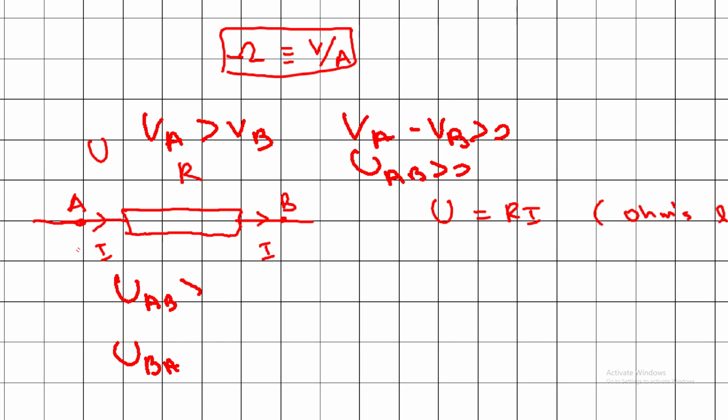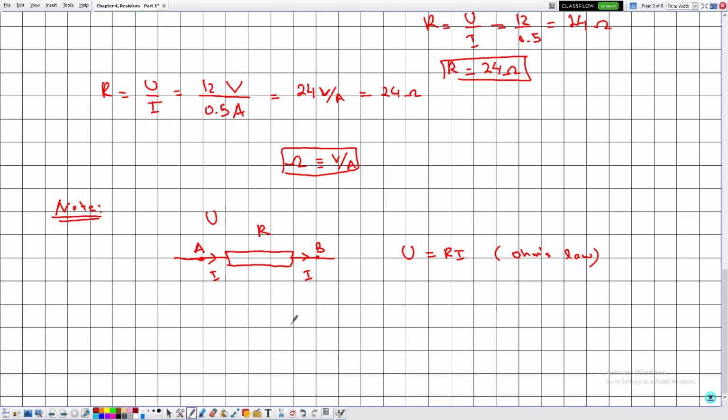So in this case, this is positive and this is negative. So always, whenever we are using Ohm's law, these points here, A and B, are in the true direction of the electric current, or in the positive direction of the electric current, okay?